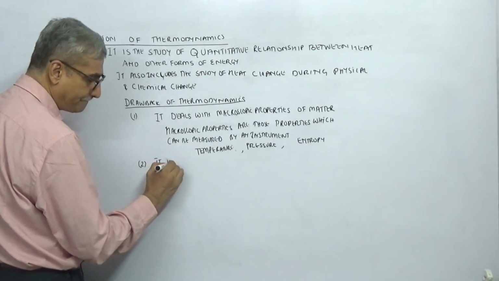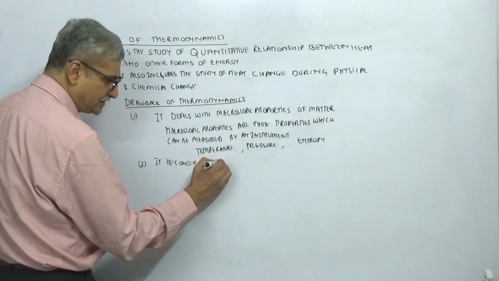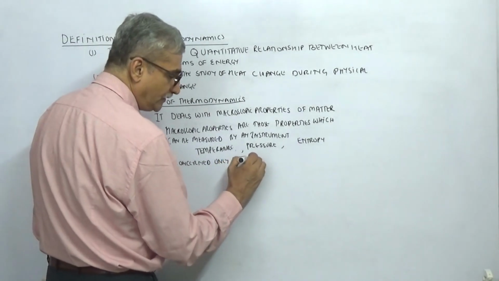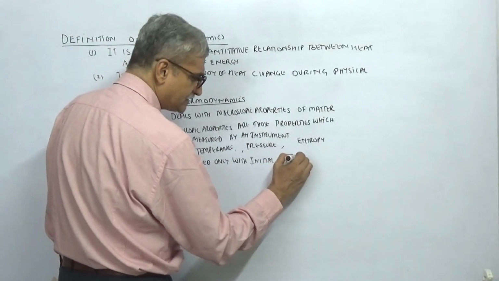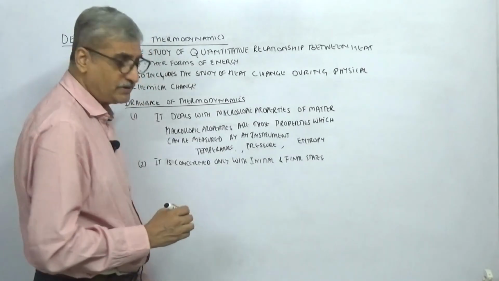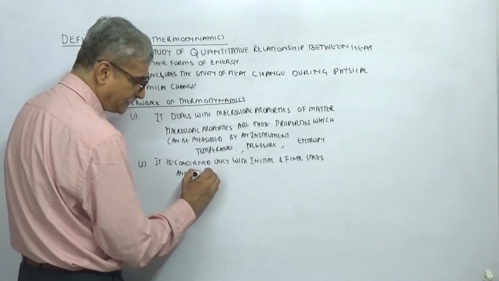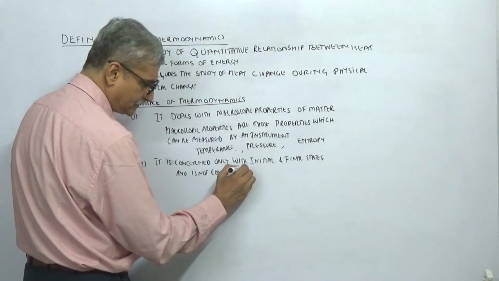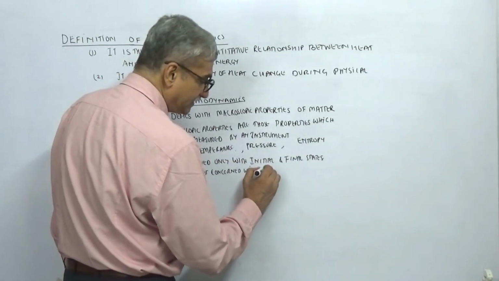The second point, about the drawbacks of thermodynamics: it is concerned only with the initial and final states, and it is not concerned with the path taken.